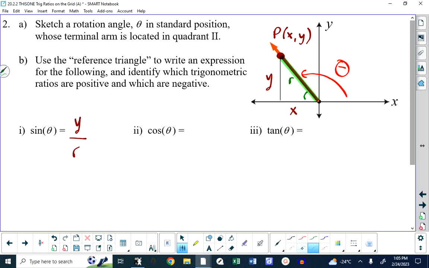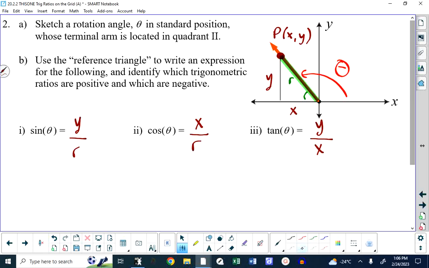Okay? Even if it's in quadrant 3, because if it's in quadrant 3, you're going to draw a line from the point up to the x-axis, and the opposite side will always be y. Cosine, looking at this, is x over r, and tangent is opposite over adjacent, which is y over x. And I understand what your textbook does and why it does it, but I think it can cause problems for higher level thinkers.